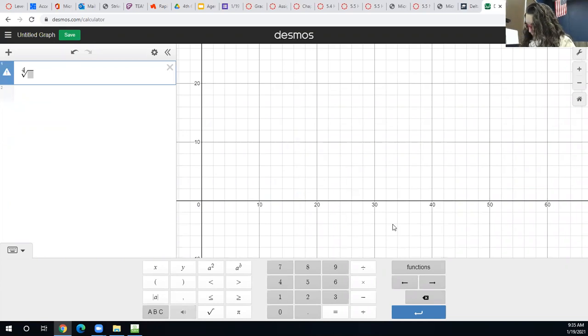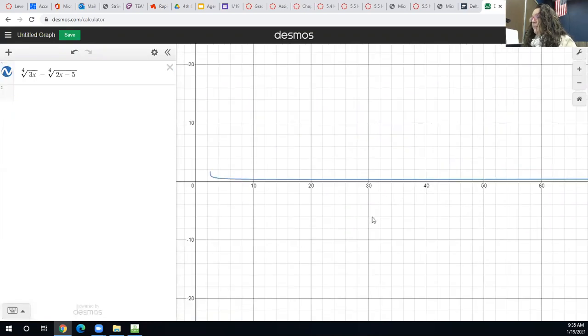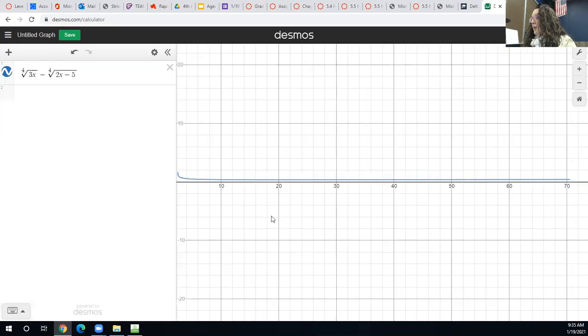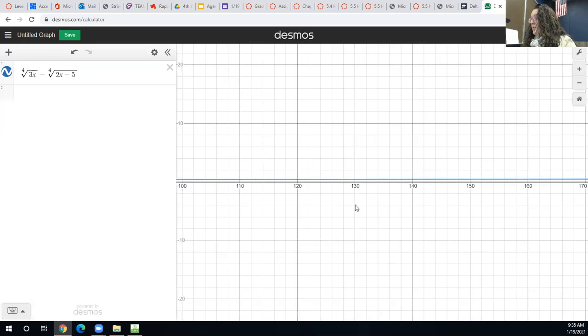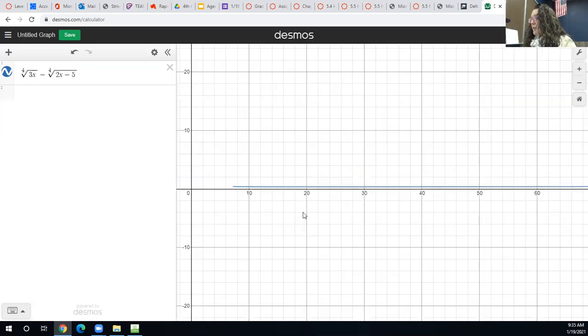The 4th root of 3x minus... You guys are probably way faster at plugging this stuff in than I am. The 4th root of 2x minus 5. Oh, look at that. That is crazy looking. That function will never equal 0. It's never going to have a root. Looks like it has an asymptote there, doesn't it?